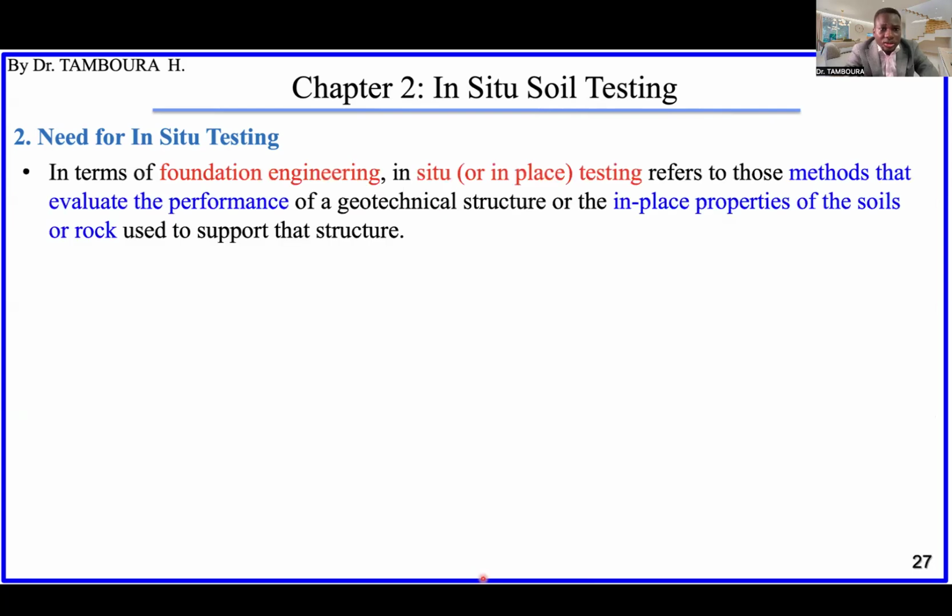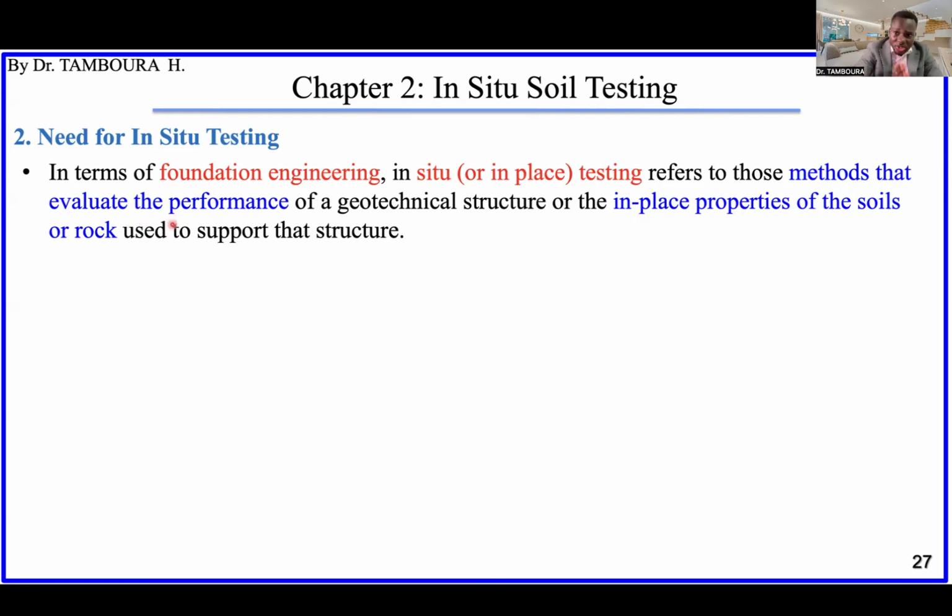Okay, so we are going to conclude, to finish up the part of this chapter. To finish, we will say that in terms of foundation engineering, in situ or in place testing like CPT or SPT, or many other methods, are those methods that evaluate the performance of a geotechnical structure, maybe a foundation, or the in place property of soil or rock.